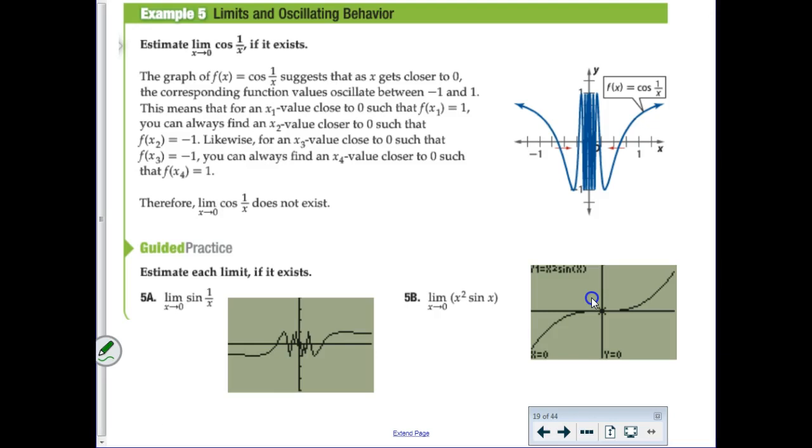So you're going to notice a lot of the trig functions are going to claim that the limit does not exist because of the oscillation. Oscillation is called a discontinuity in your textbooks. Okay.